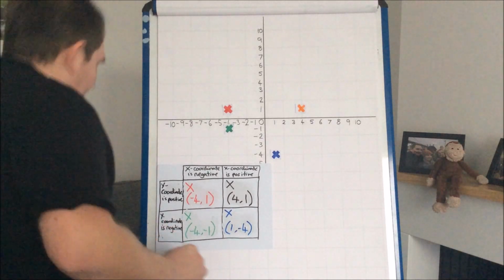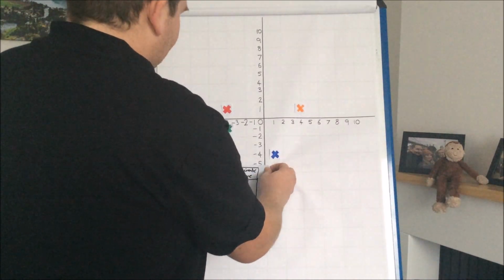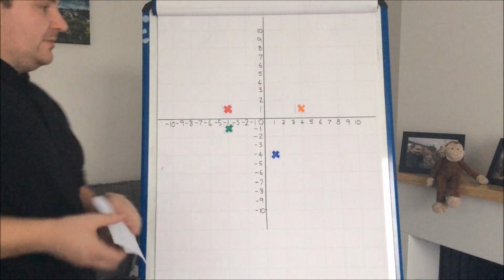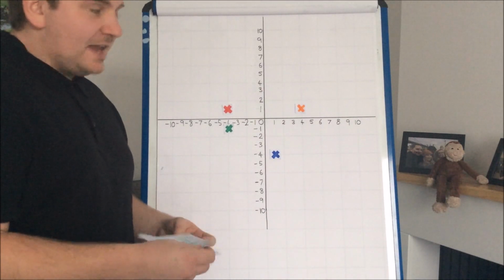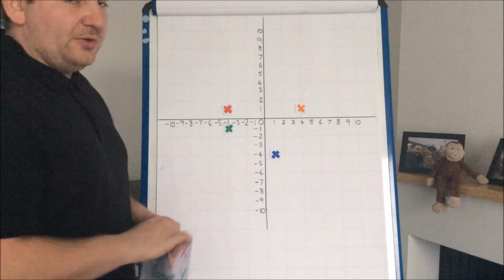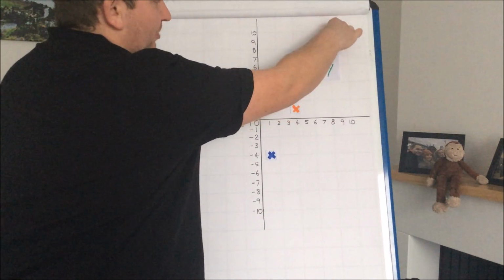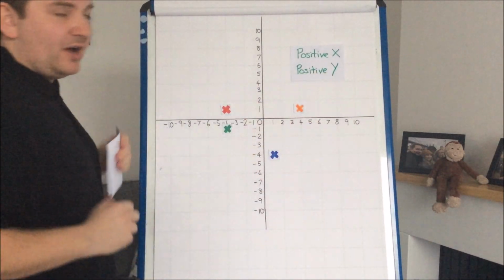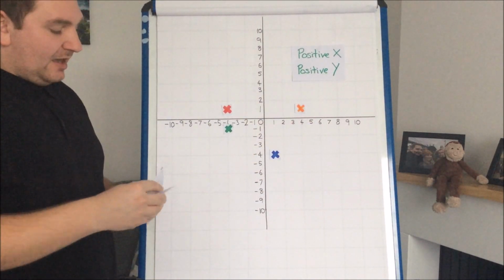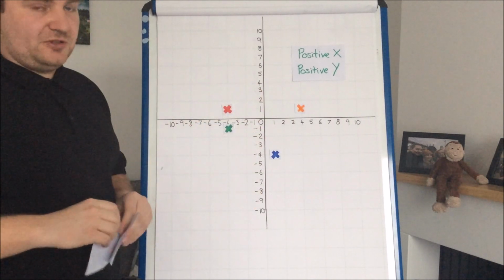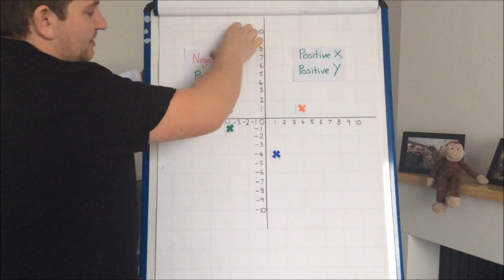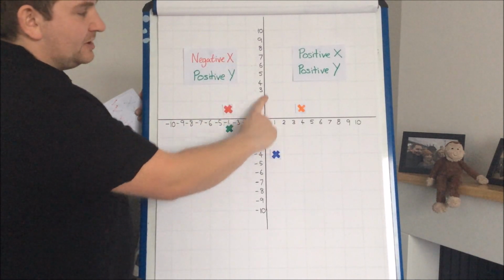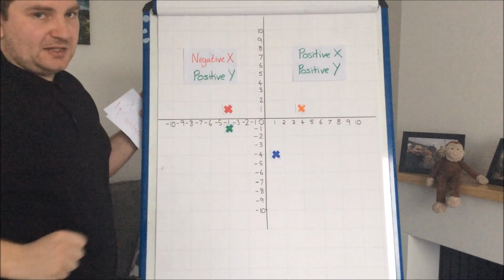So, if I remove this from the board, you should find that any points that you have in the first quadrant will always have a positive x-axis and a positive y-axis coordinate. When you go to the second quadrant, you should find that the coordinates on the x-axis are always negative and the coordinates on the y-axis are always positive.